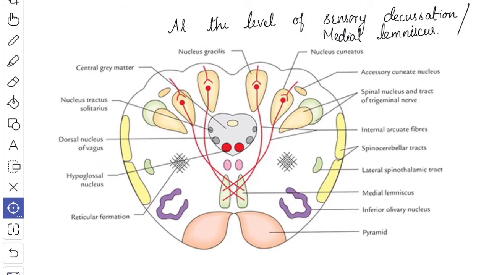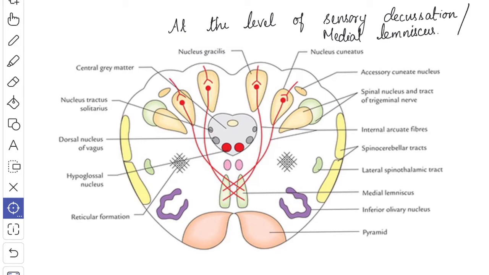Next we'll see what the features are at the level of the sensory decussation or medial lemniscus. This section passes through the middle of the medulla. You can see the nucleus gracilis and the nucleus cuneatus become more pronounced and are separated from the central gray matter. The fibers of the fasciculus gracilis and the fasciculus cuneatus occupy the broad posterior white column and terminate in the nuclei.